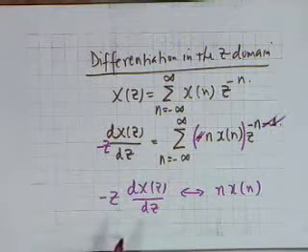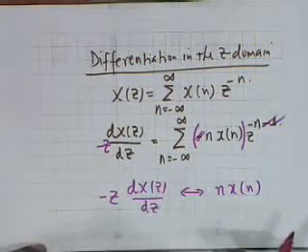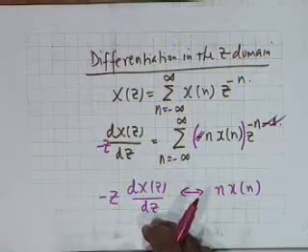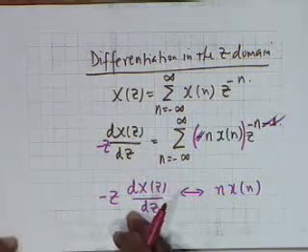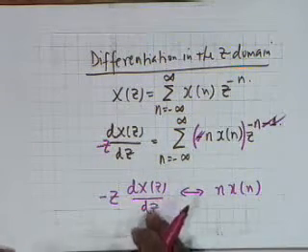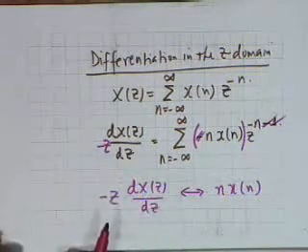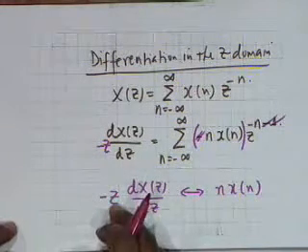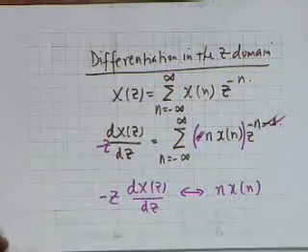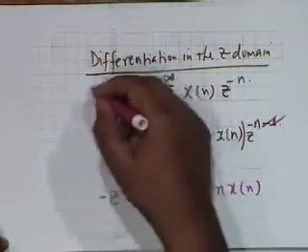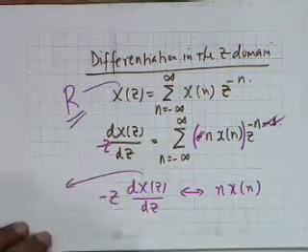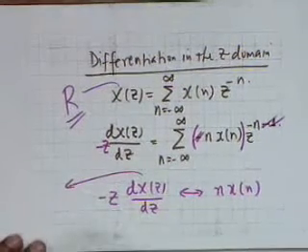You see, differentiation in the time domain corresponds to differentiation in the frequency domain, and multiplication by the frequency variable z with a negative sign. It's not very easy to remember. The negative sign has to be remembered. Multiplication by z has to be remembered, it is n times x of n. What can you say about the ROC? The ROC of this is R. What is it? At least R.